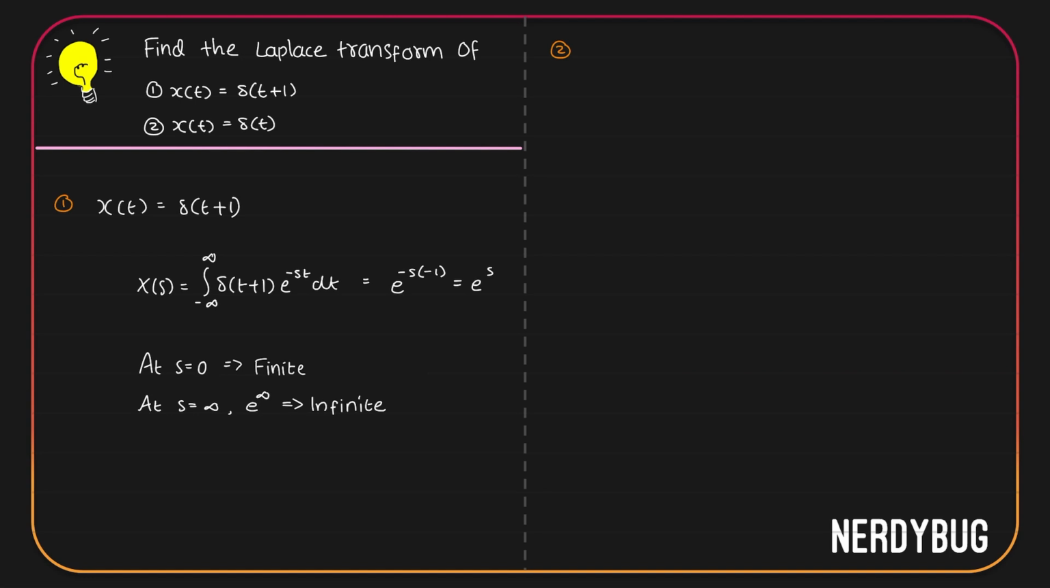So X(s) does not converge at s equal to infinity. We can say the region of convergence is the entire S-plane except s equal to infinity.